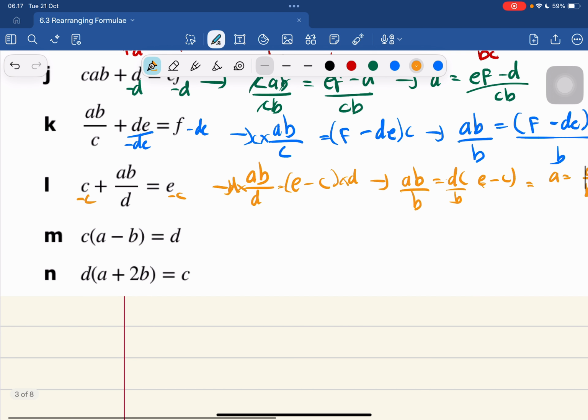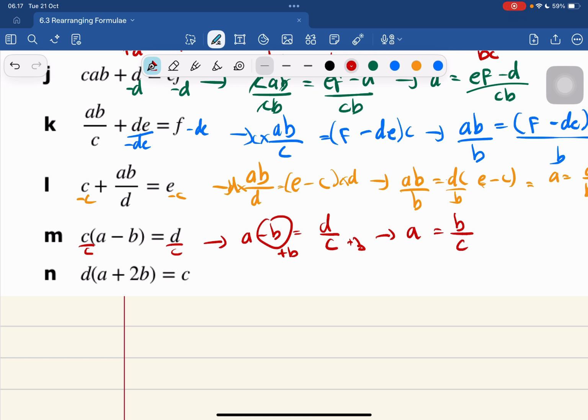Okay, now is M. Okay, we got C multiplied by A minus B bracket, so we need to get rid of C. So divide by C here, and here also we divide by C. So A minus B equal to D over C. Okay, we got minus B here, so plus B. Right side also we plus B. So A equal to D over C plus B. Not B, this is D.